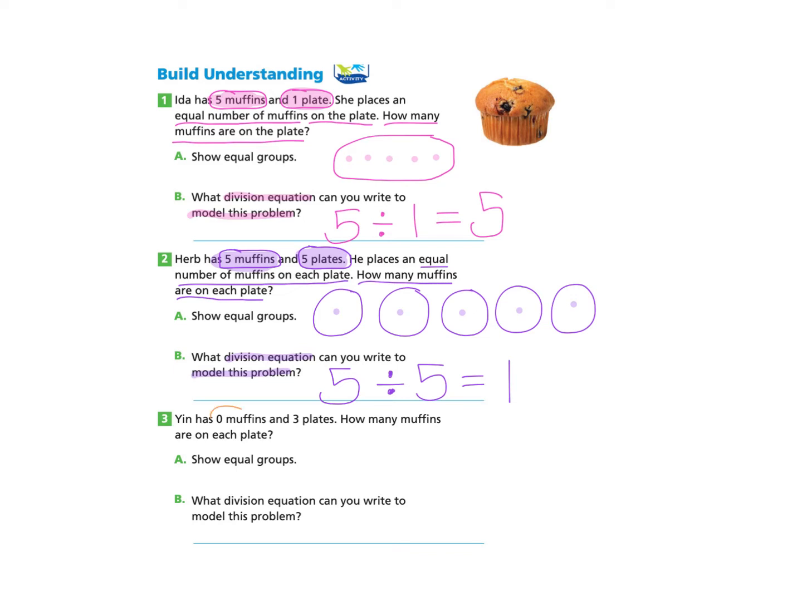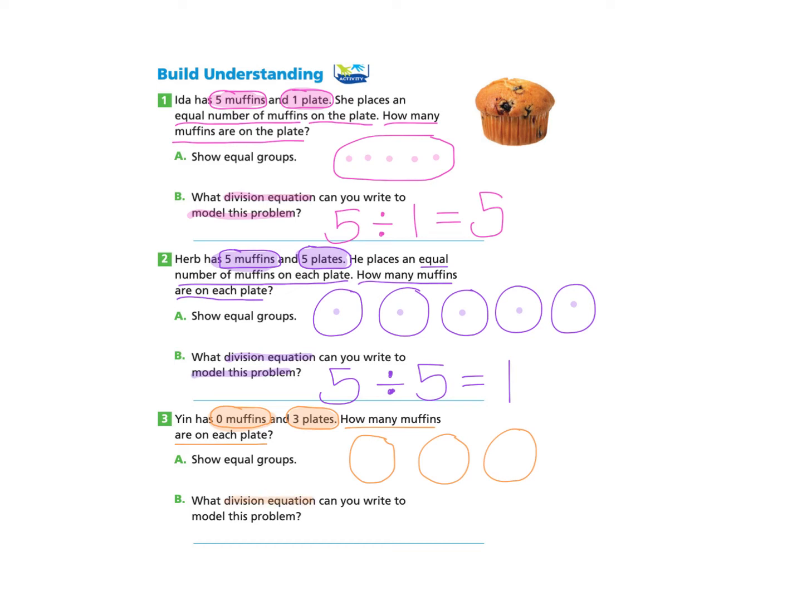Yin has 0 muffins, and he has 3 plates. How many muffins are on each plate? Part A, show equal groups. So let's start with how many plates. Let's draw those plates. 1, 2, 3. So we have shown that there were 3 plates. And then let's take a look at how many muffins. Oh, he doesn't have any muffins. So if he doesn't have any muffins, then we don't have any muffins to put on the plates, but the plates are still there. So let's take a look at Part B.